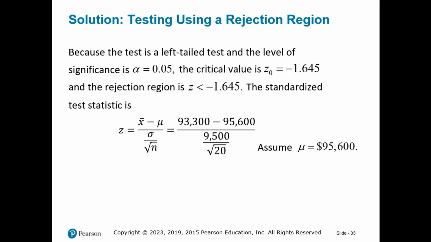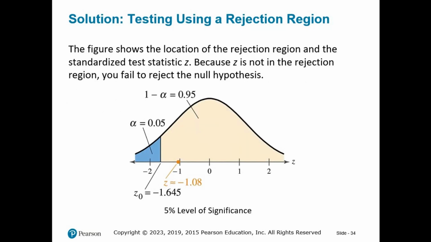So then the standardized test statistic we find by plugging these values from the problem into our formula, and we assume the null hypothesis, which said mu is greater than or equal to 95,600, is true. When we do that, we get about negative 1.08. Let's see what that means on a graph. The shaded region is the rejection region, and the orange text shows our standardized statistic of negative 1.08.